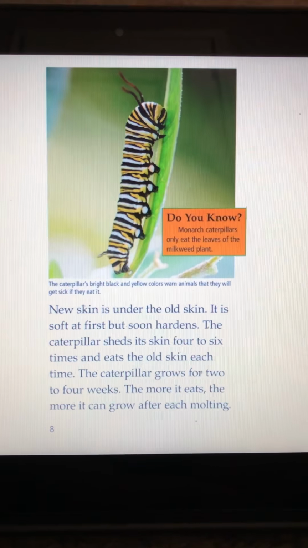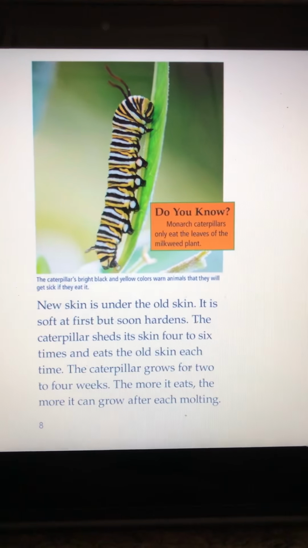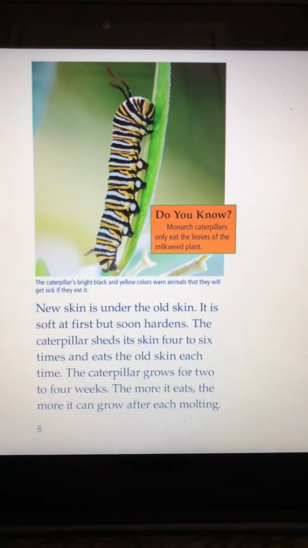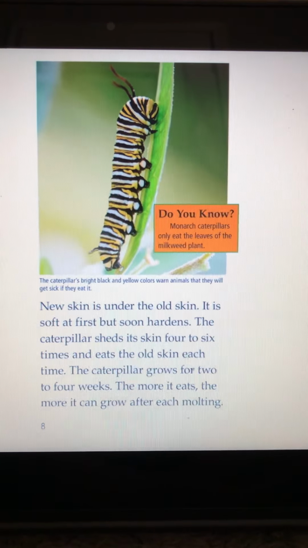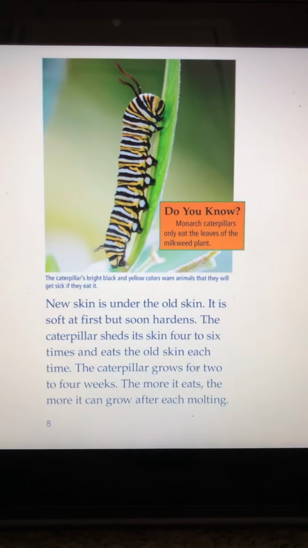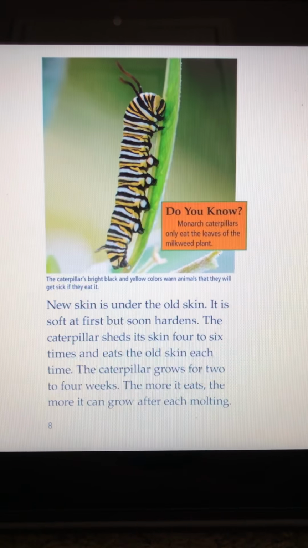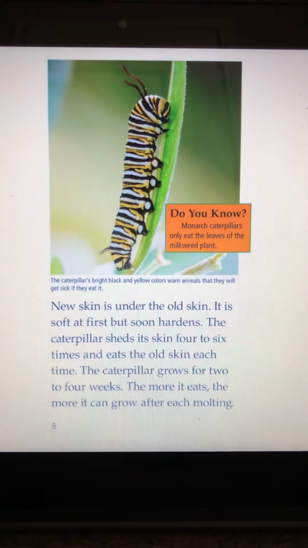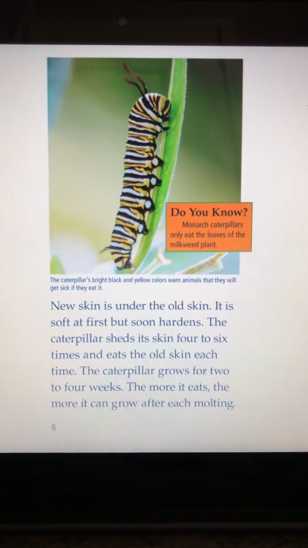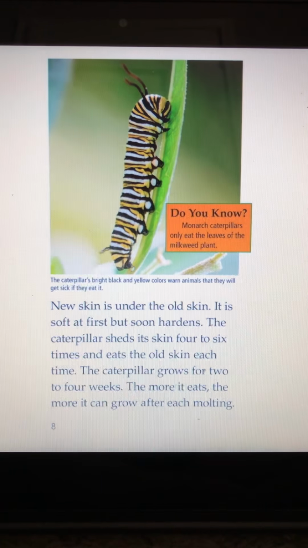New skin is under the old skin. It is soft at first but soon hardens. The caterpillar sheds its skin 4 to 6 times and eats the old skin each time. The caterpillar grows for 2 to 4 weeks. The more it eats, the more it can grow after each molting.